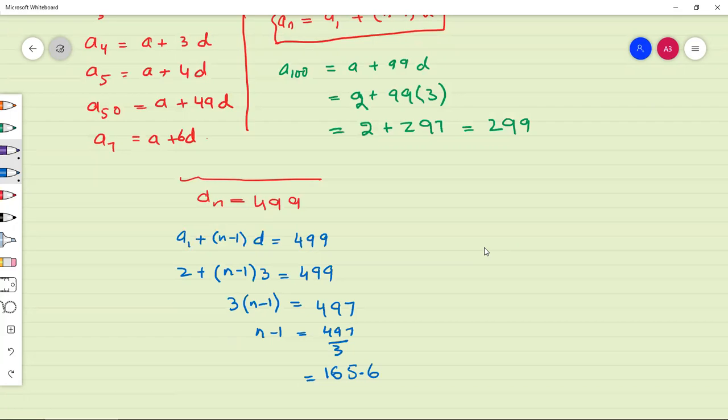So n exists in decimal. So we can say n can never be a decimal, n should be an integer. So 499 is not part of this sequence. So what we can say is that 499 is not part of this sequence.